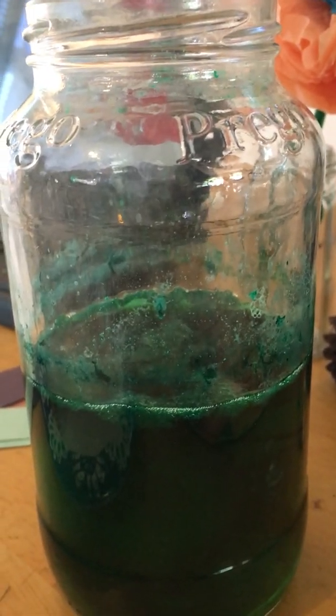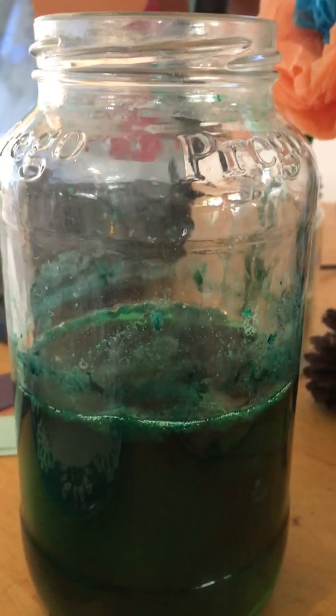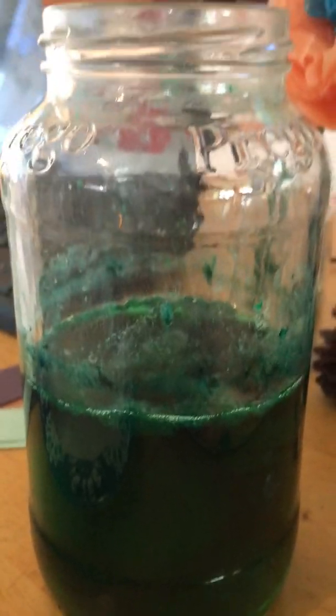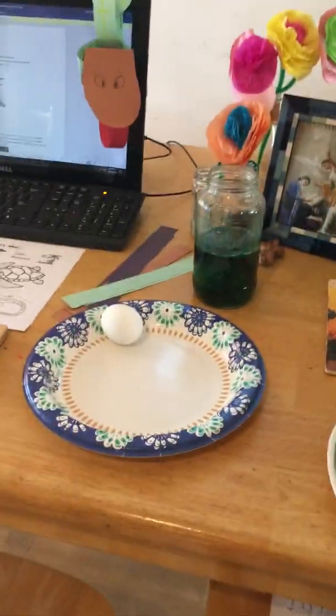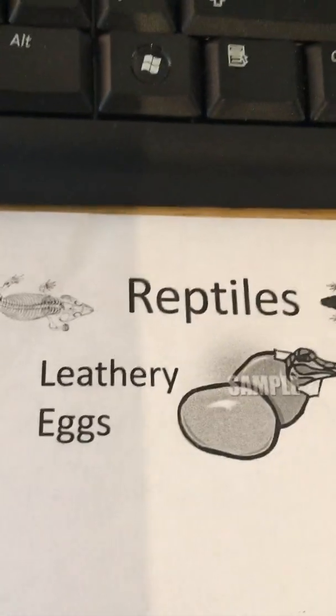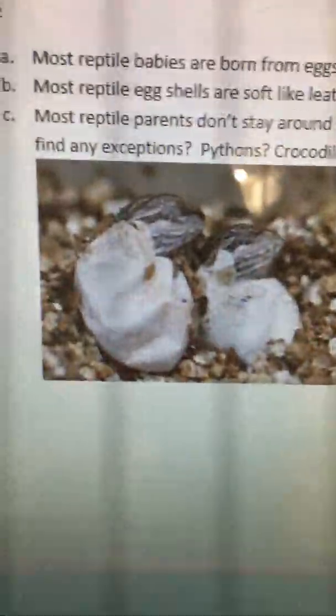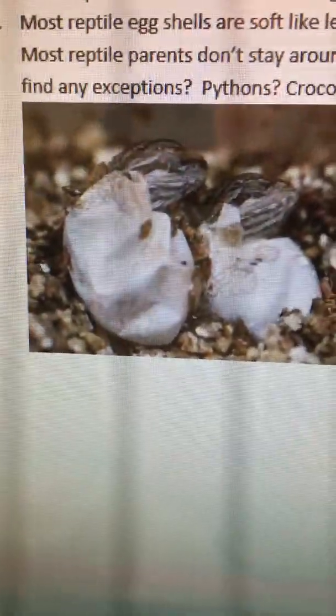You can try that. Baking soda is another neat one to watch when you put it with vinegar. But it's also really cool because it makes an egg that resembles leathery reptile eggs. I'm going to skip ahead on our lesson. And there's the picture I found that shows two little, I don't know what those are. If they're snakes or alligators or crocodiles, but look at the leathery egg.